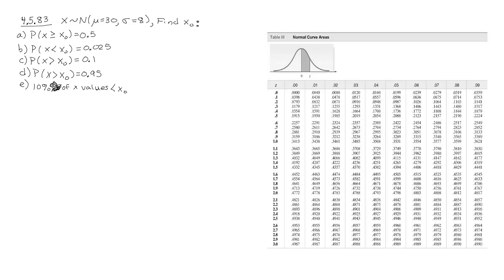Section 4.5, number 83, is a 7-part question. We'll just go over the first 5 parts. Mind you, in your homework, your values might be different, so your question might be slightly different than this one.